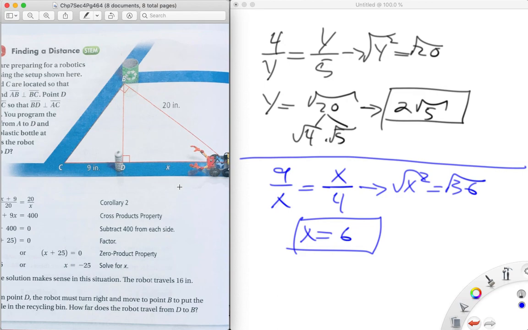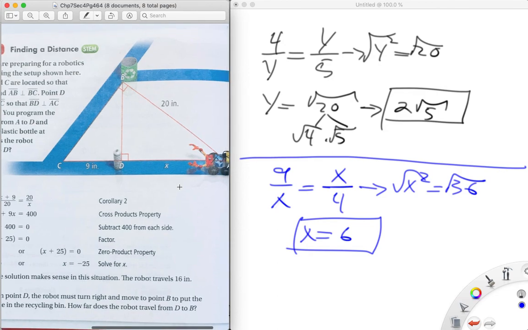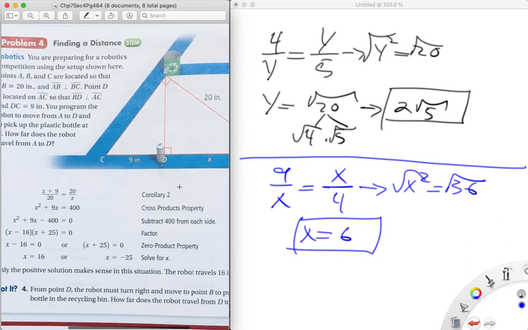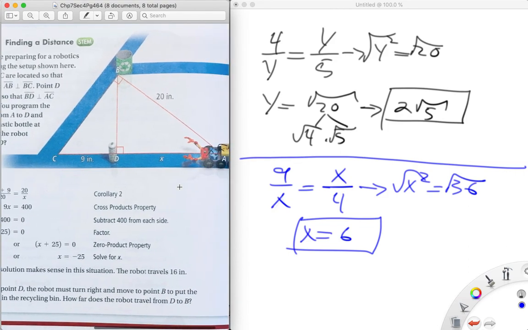The robot must turn right from D. Go to D, turn right, to point B. To put the bottle in the recycling bin, how far does the robot travel from D to B?